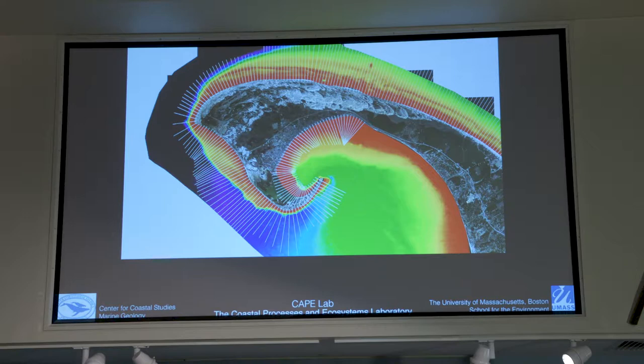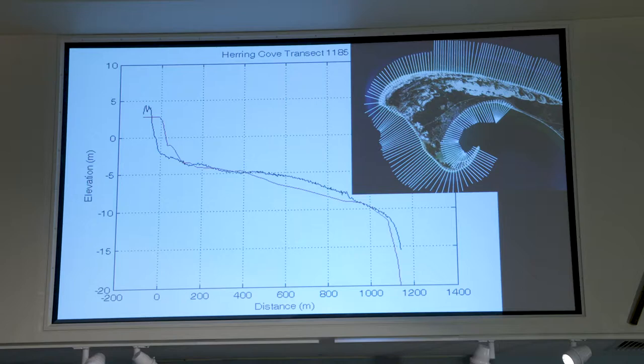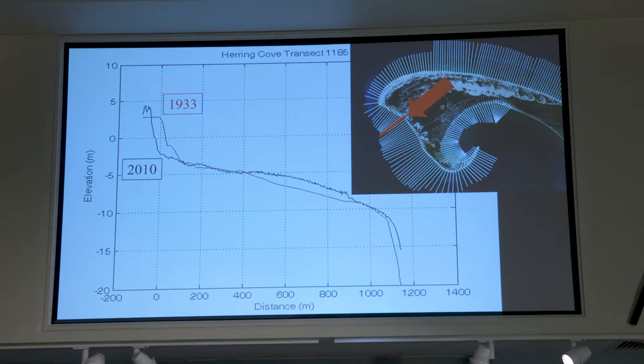So we look at these two profiles, right? One's from 1933, this is the area here. The red is from 1933, the black is from 2010. And we look at the difference. And then, if you integrate over all of these, you can see which direction the sand's going, how much is going, and a net picture, the net change from 1933 to 2010. Now, this was erosion, and this is accretion.